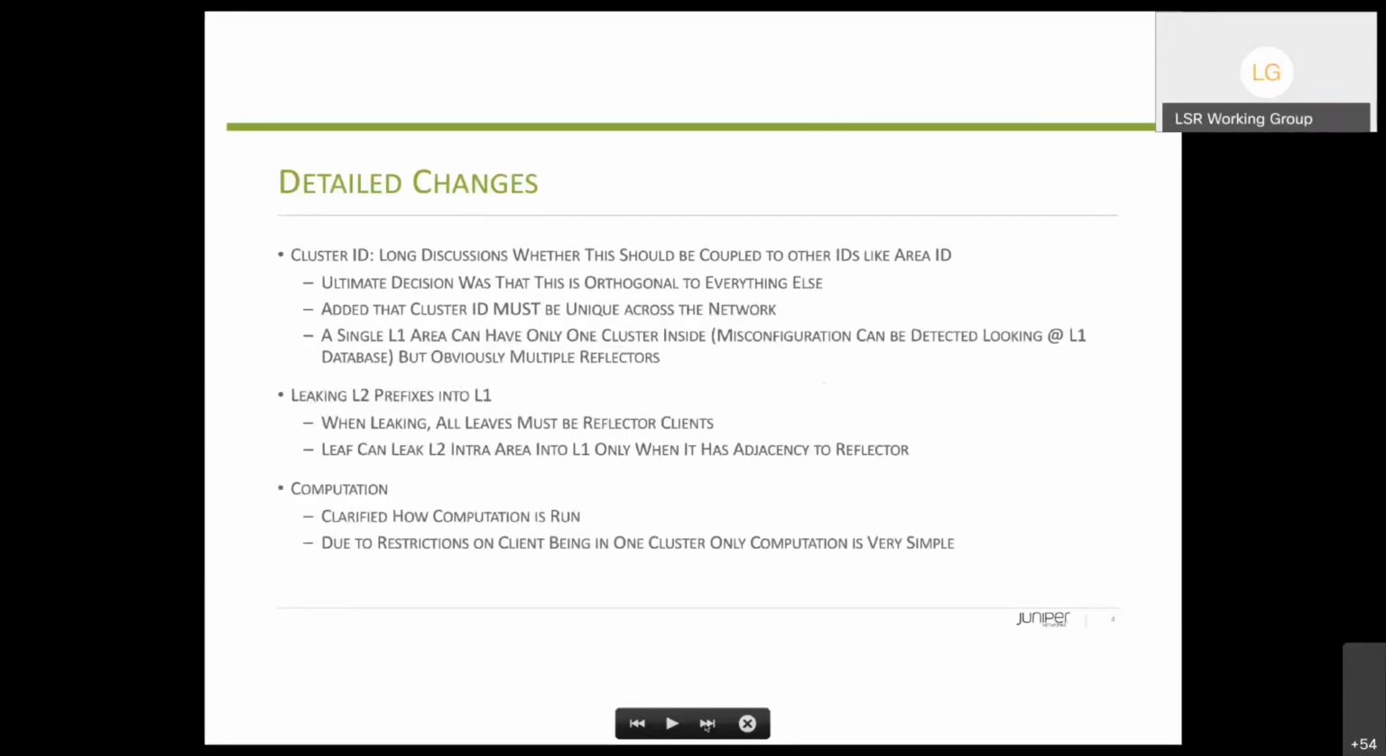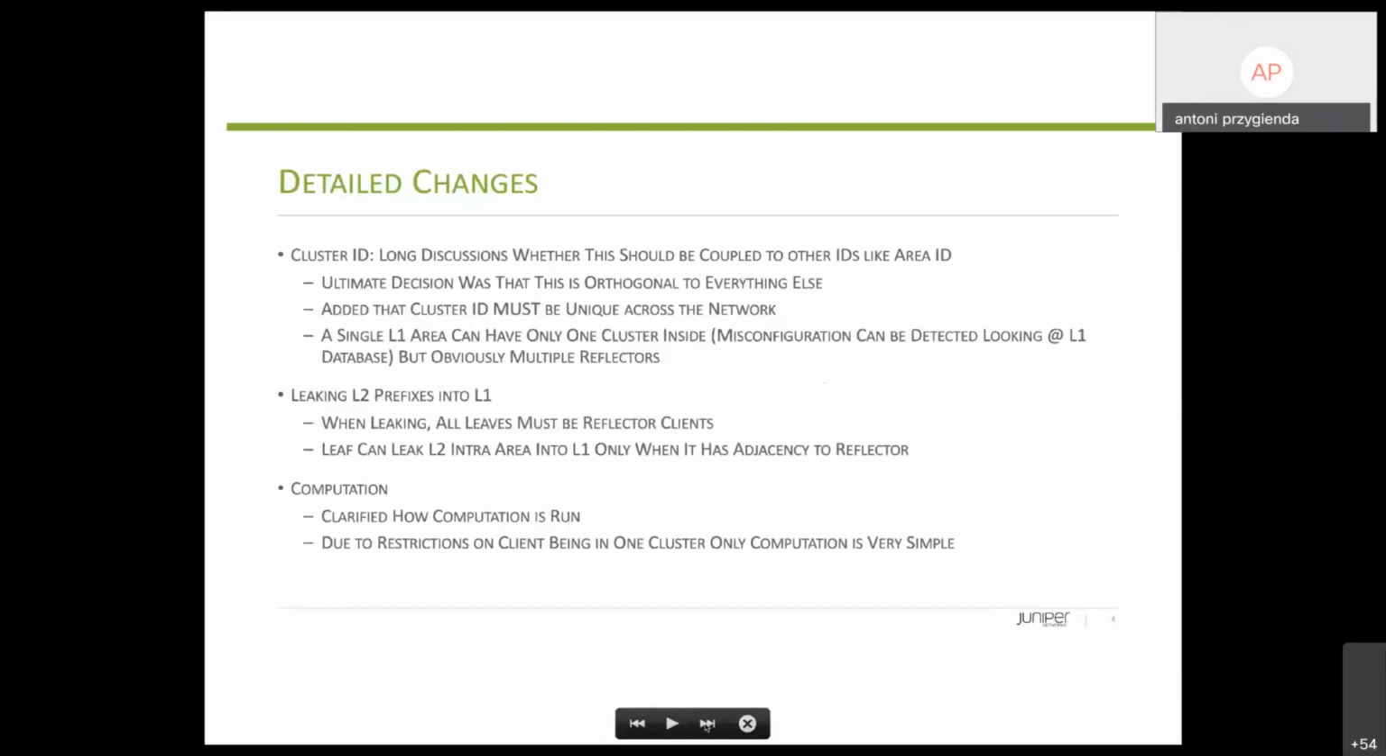Okay, so more detailed changes, and that's already pretty much the last one. There was a long discussion about the cluster ID, whether we should couple it to something like area ID or the copious amount of different identifiers that we have. We went back and forth with all these area merge scenarios and people reconfiguring and, in deployment, how you manage it. And we decided no, we decoupled the cluster ID as a completely independent concept of everything else, like in BGP.